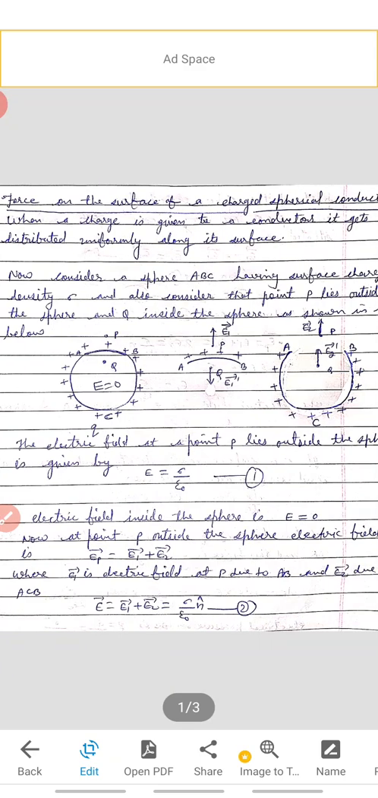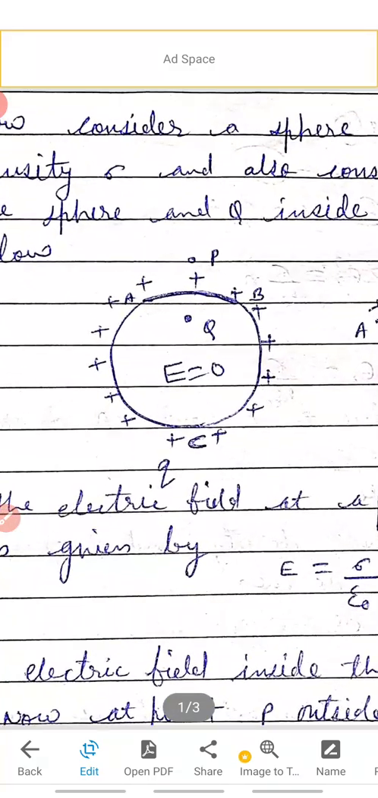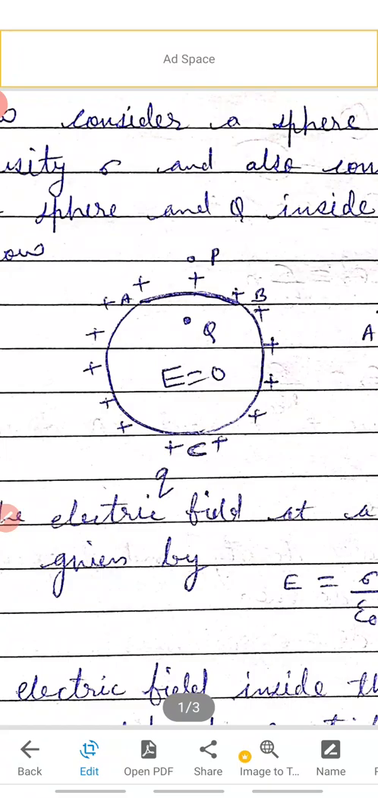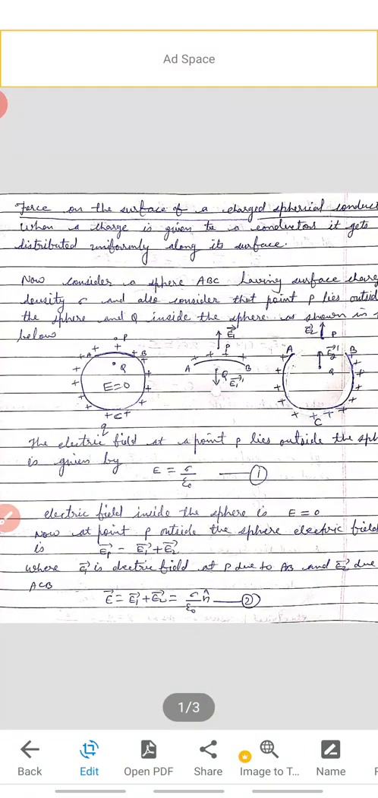The electric field inside the sphere is E is equal to 0. Electric field inside the sphere is E is equal to 0, and it is represented in the diagram.